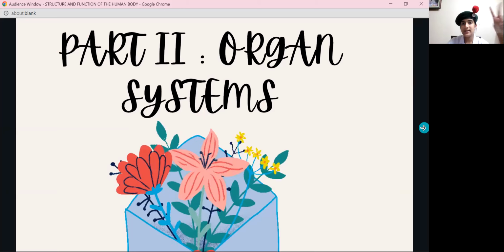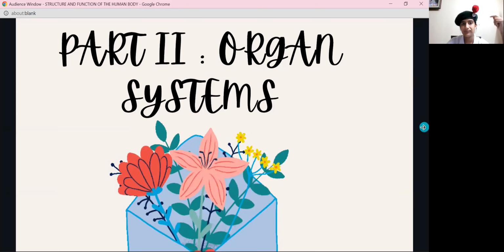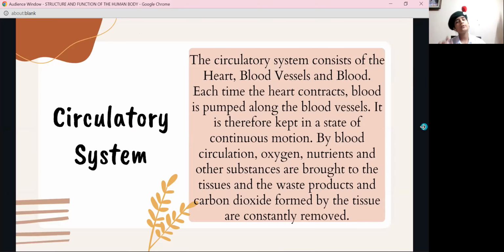The second part of the chapter is the organ systems. So the first system that we are going to read about under the organ systems of the body is the circulatory system. The circulatory system consists of the heart, blood vessels, and blood. Each time the heart contracts, blood is pumped along the blood vessels. It is therefore kept in a state of continuous motion.